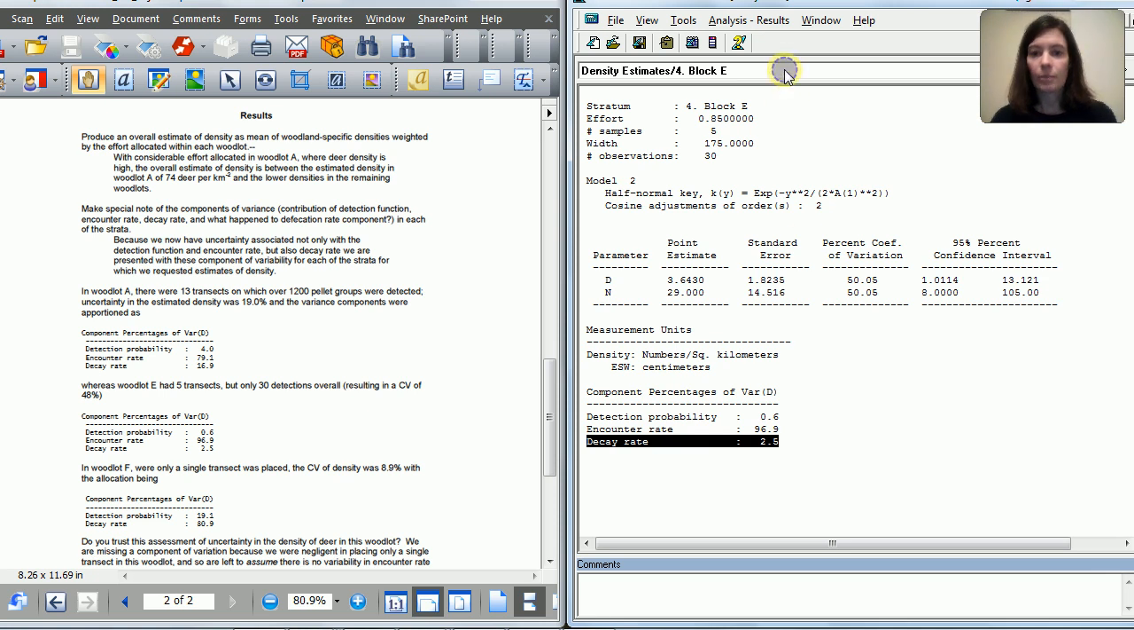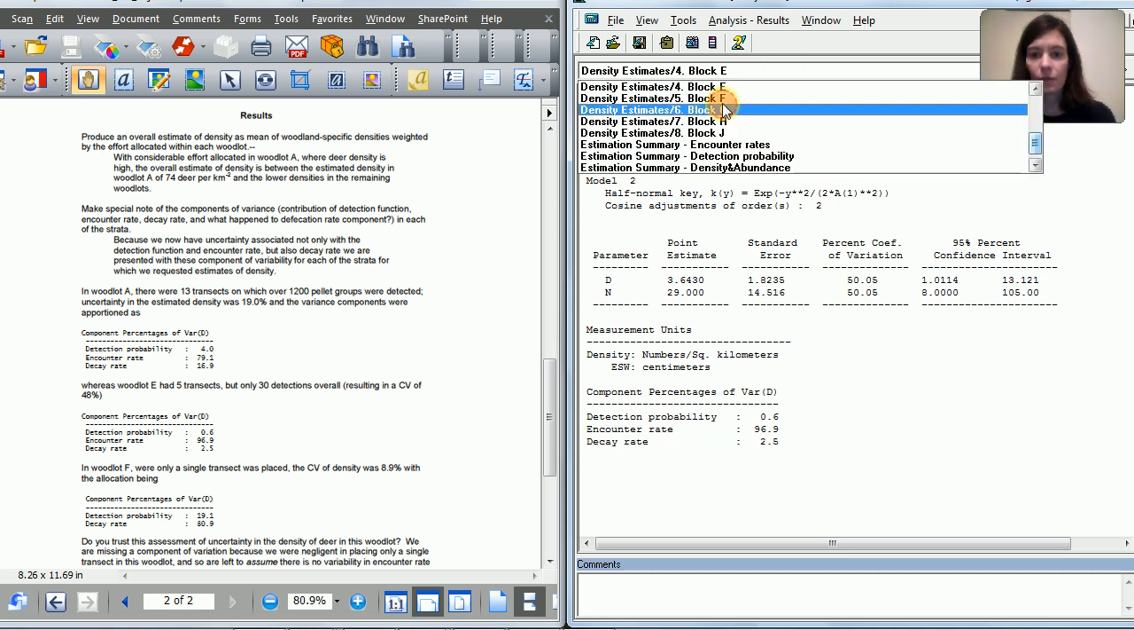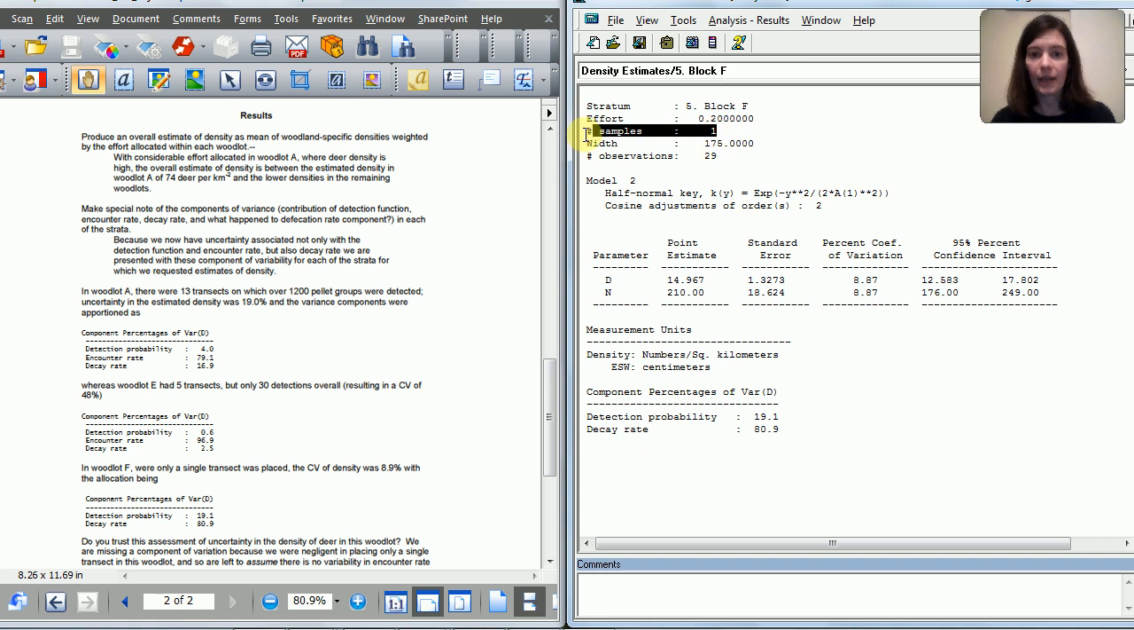Now let's finally look at block F, which was one of the ones where, as we see here, had only one transect completed, and a similar number of observations to block E. But when we look at what Distance can do with the data it has, you'll notice that the encounter rate variance is unable to be estimated and therefore has not been included in the component percentages of the density estimate variance.